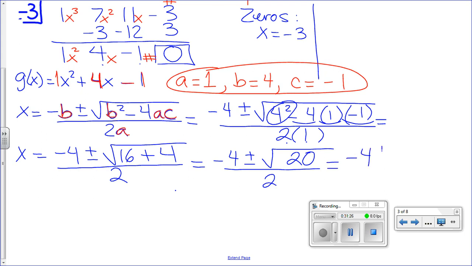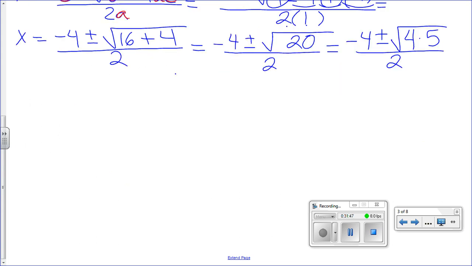Then we have negative 4 plus or minus the square root of 20, which does not have an exact solution. However, we can find two factors of 20 where one of them is a perfect square. And so I'm going to choose 4 times 5 because 4 has an exact root. Now we keep simplifying and we'll get negative 4 plus or minus the square root of 4 is 2, so we take that outside the radical, and then the 5 is going to stay inside. All of that is divided by 2.